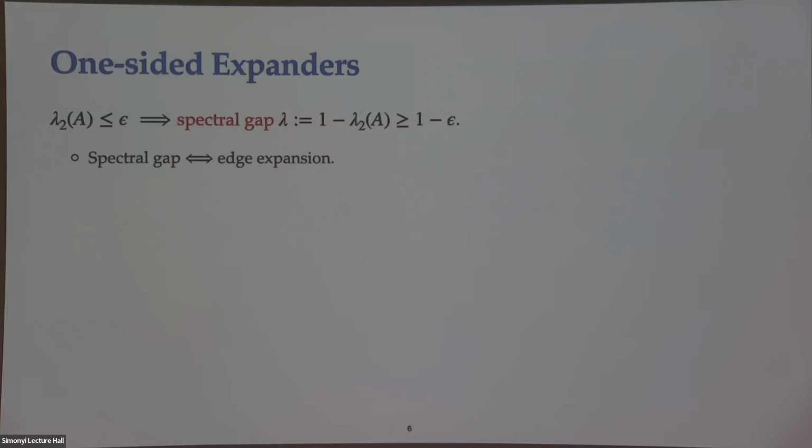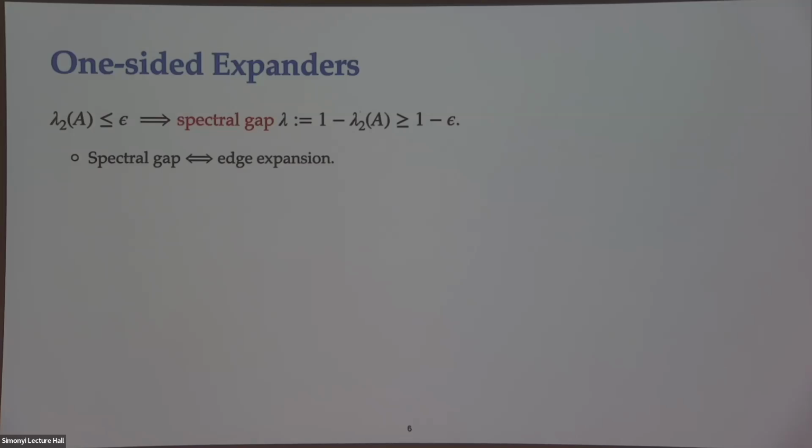And so this is the usual notion of an expander, because a large spectral gap is closely connected to edge expansion. So when people generally say an edge expander, they usually mean it in a combinatorial way, which means that it has large spectral gap. And in particular, we don't really have any guarantees on the negative eigenvalues of the adjacency matrix.